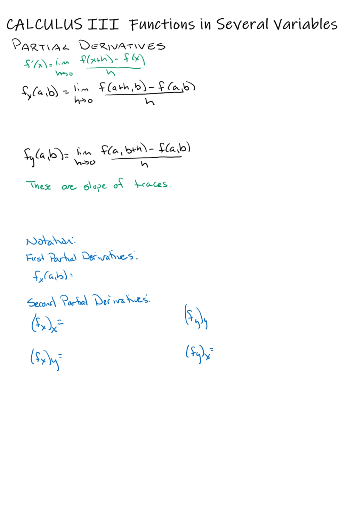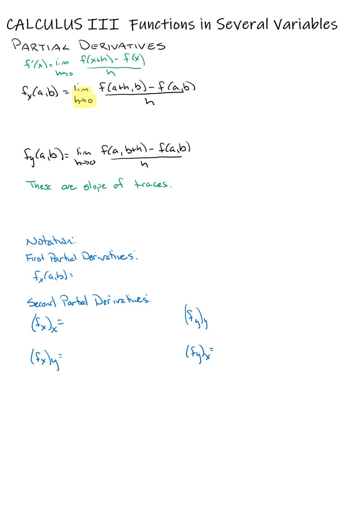Now, just as a review, we've got the definition of a derivative in just a single variable. That was the limit as h approaches 0 of the difference quotient. So it's the limit of the difference quotient. That's the formal definition of the derivative. And you can see that our definition for a partial derivative is very, very similar.